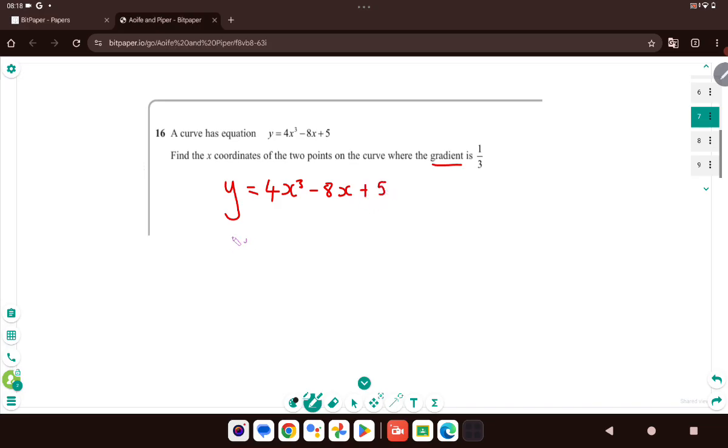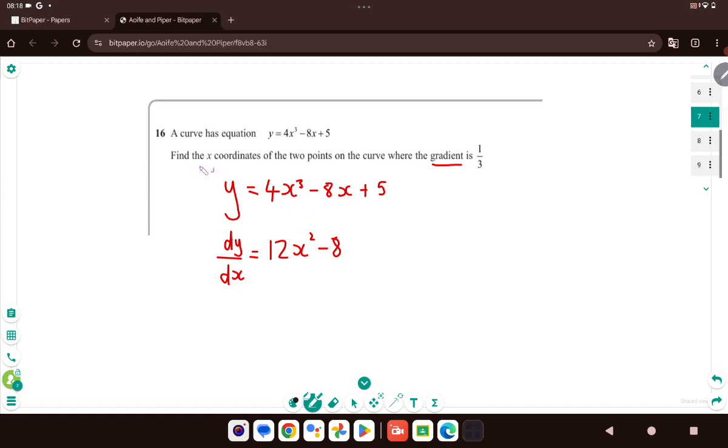Let's differentiate by multiplying by the power and taking 1 off the power. 3 times 4 is 12. Take 1 off the power. X to the power 1 becomes x to the power 0, which is 1. So it just leaves 12x squared minus 8. Now, that is a gradient function. That formula will allow us to find the gradient at any point on that curve.